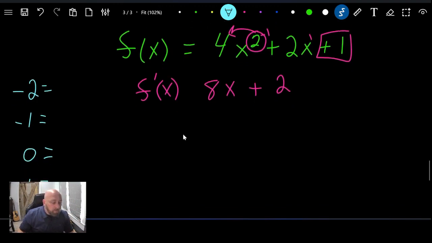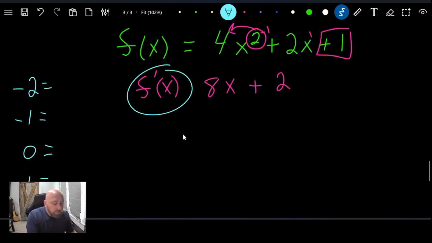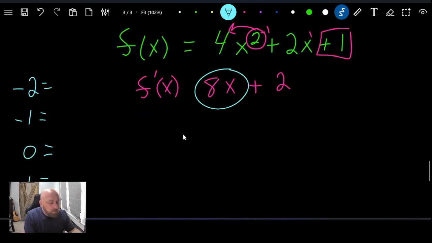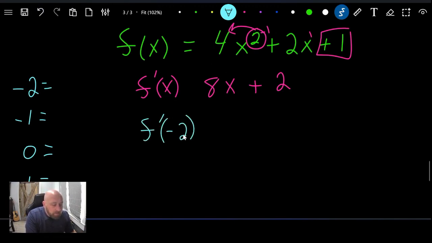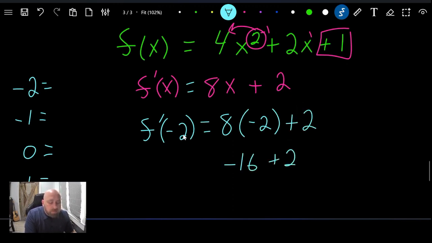All right, so the first one is our -2. So we want to fill in -2 anywhere that you see an x. So now we have the function prime of -2 is equal to 8 times -2 plus 2. 8 times -2 is going to be -16 plus 2 is -14. So in this case, -2 yields -14 as an answer.